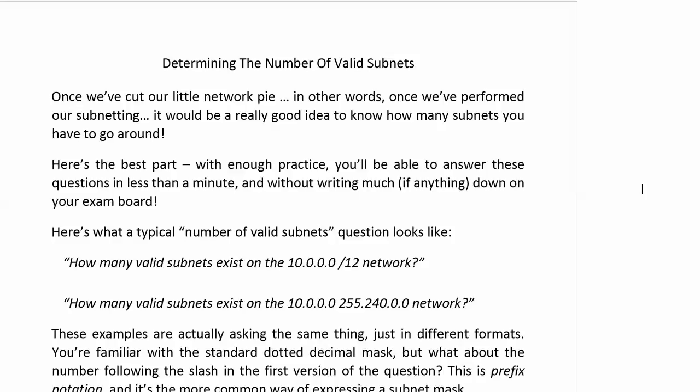Now, the best part of this one is that with enough practice, you're going to answer these questions in less than a minute. And you will get to the point where you may not even write anything down on your board to solve this question. And you're thinking, really? And hey, I don't teach tricks. I don't teach interesting octets and magic this and all that stuff.